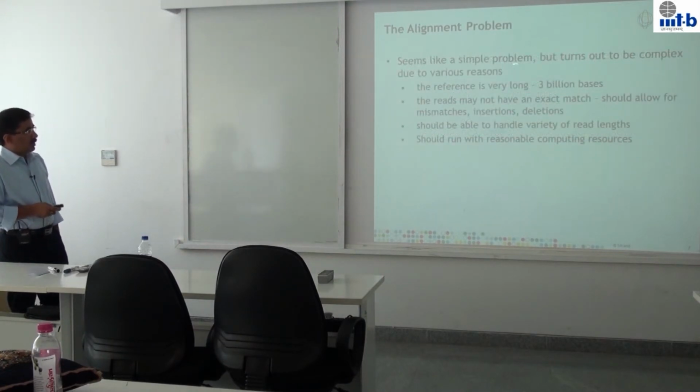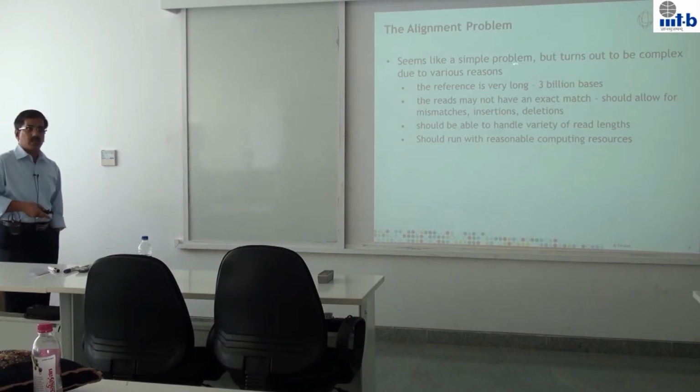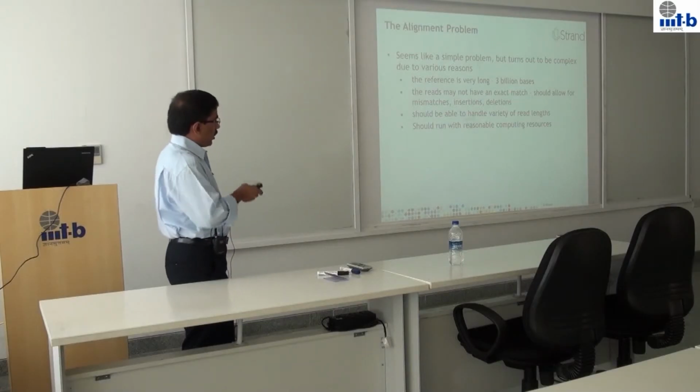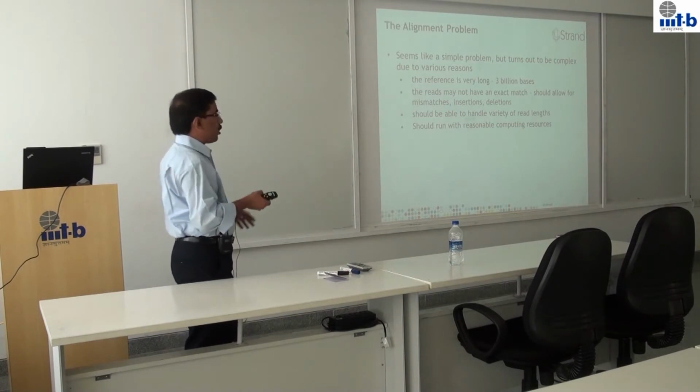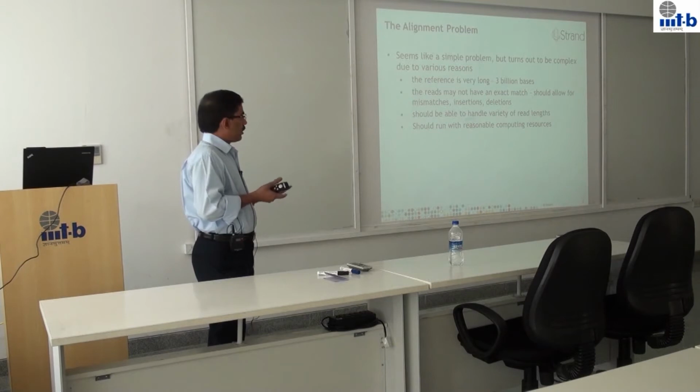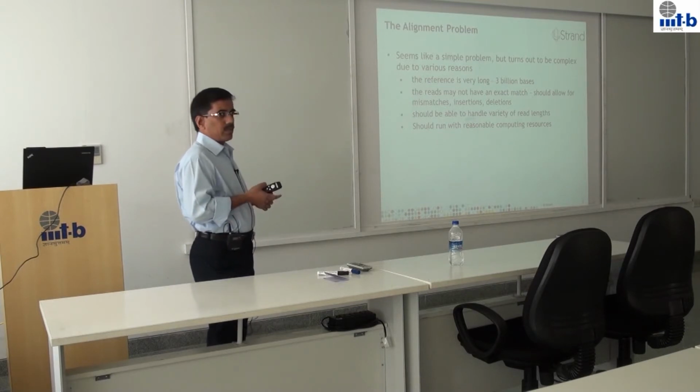So at the outset it looks like a simple problem, but it turns out to be complex due to various reasons. The size of the data itself is one problem. The reference is very long, 3 billion bases, and when we actually sequence the whole genome with reasonable depth, we get a billion or even more reads, which will be about 100 GB or 200 GB of file.